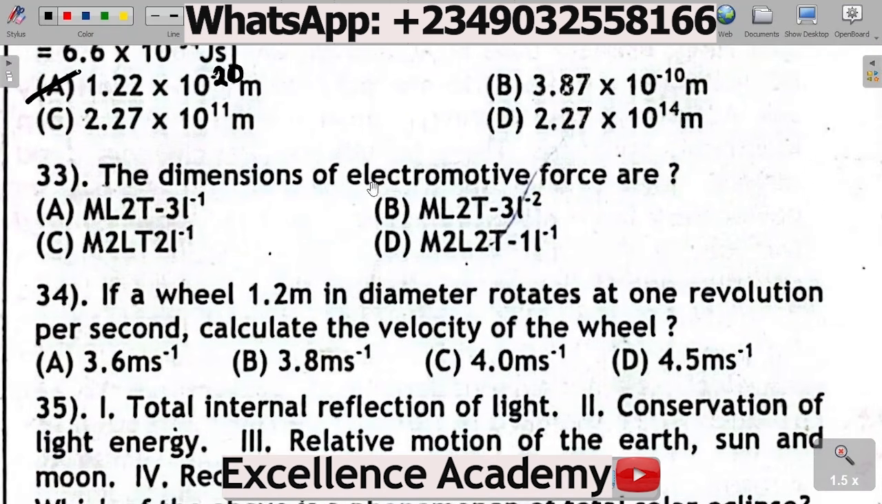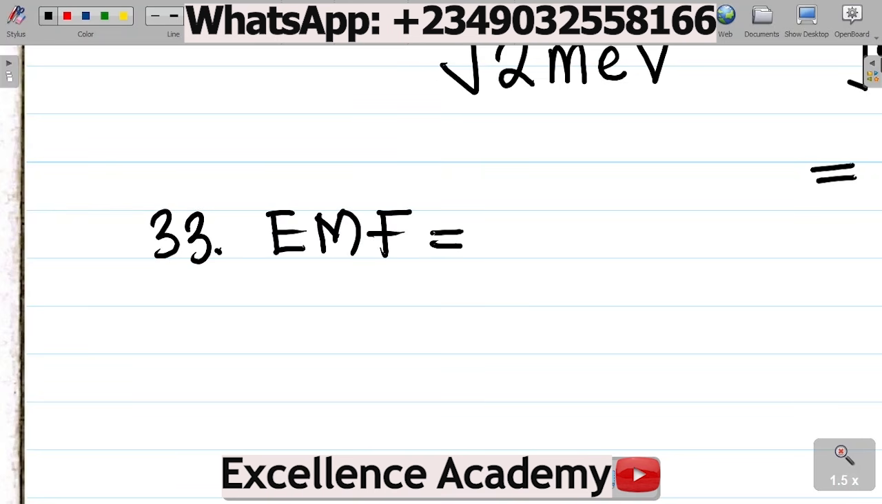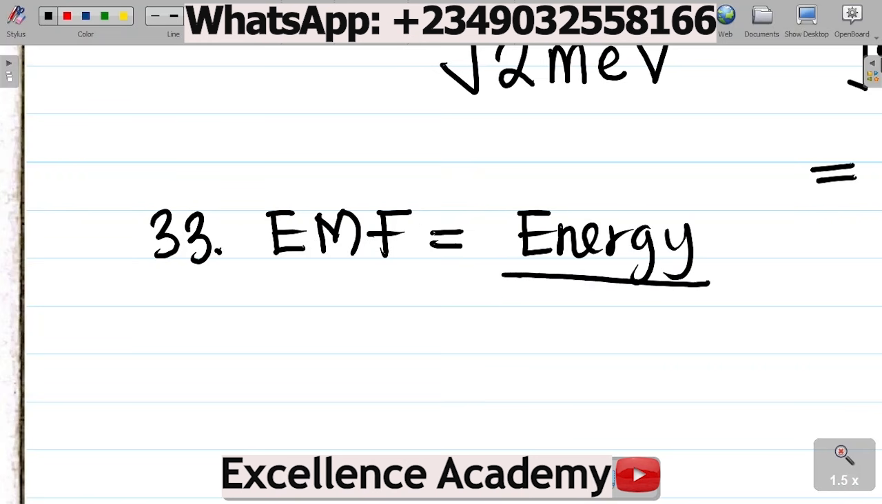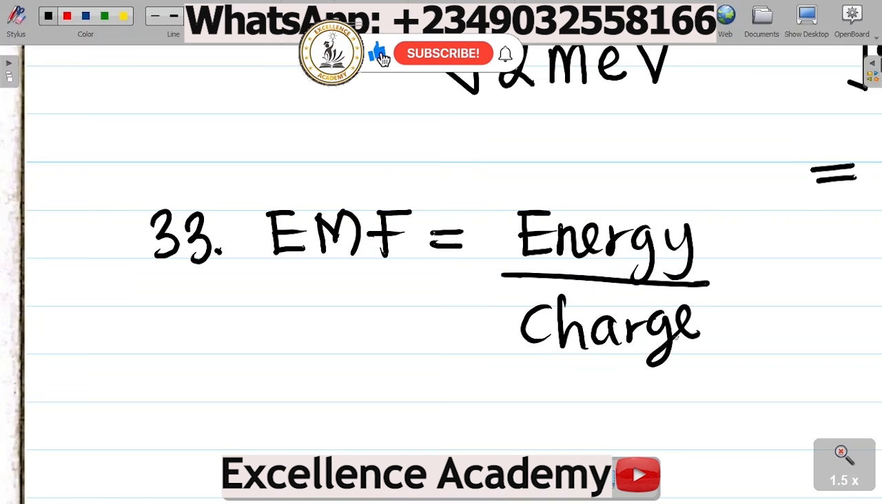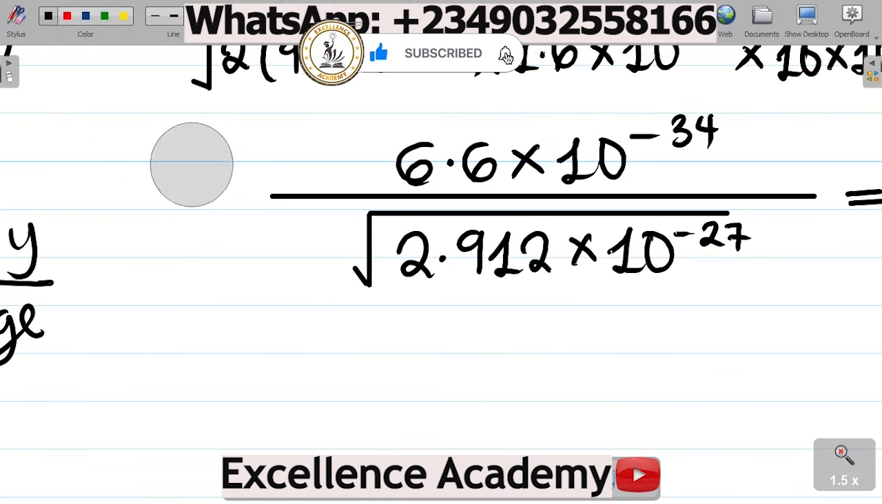Question 33 says the dimension of electromotive force, which should be, you have option A, option B, option C, and option D. So question 33, let's get the dimension for electromotive force, EMF. Before we get the dimension, let's define the parameter. You want to note that electromotive force is simply energy. Mathematically, it's energy all over charge. That's your mathematical expression.